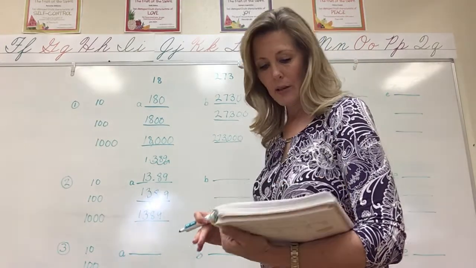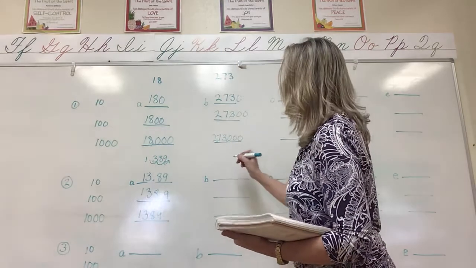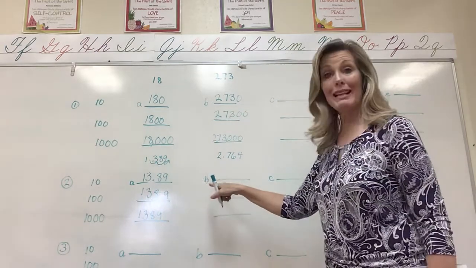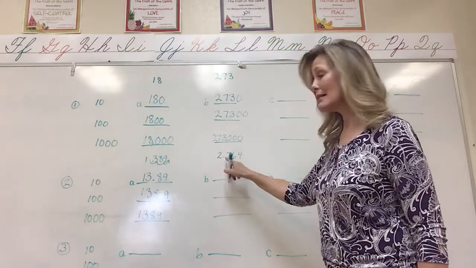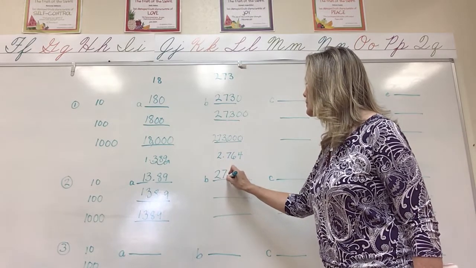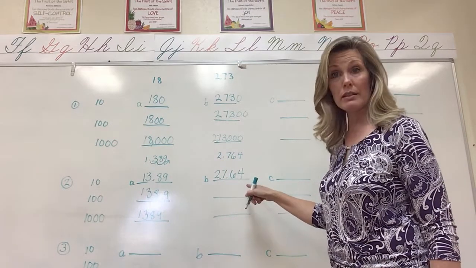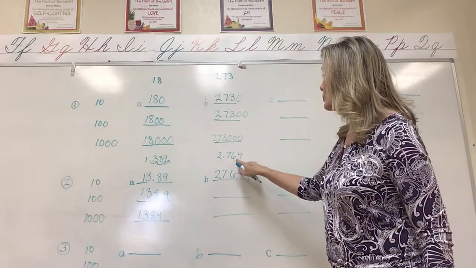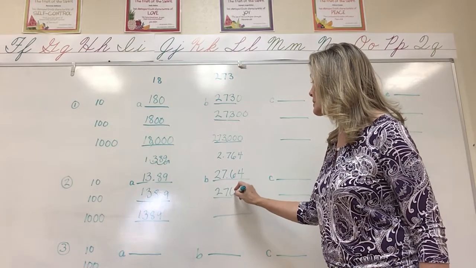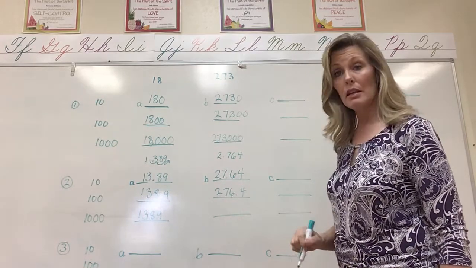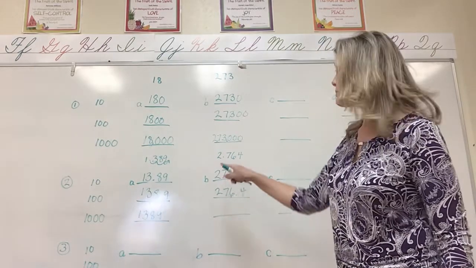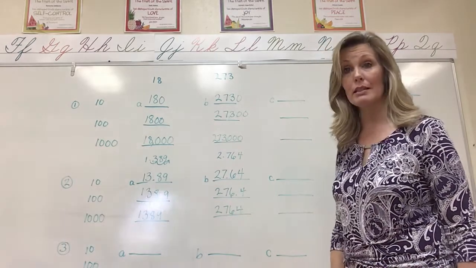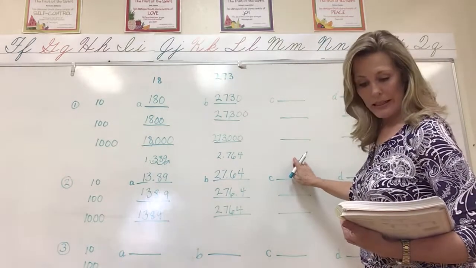All right, let's look at letter B, 2.764. Multiplying by 10, I'm going to move it 1 place. 27 and 64 hundredths. Multiplying by 100, I'm going to move it 2 places. 1, 2, so that's 276 and 4 tenths. Multiplying by 1,000, I'm moving it 3 places. So that's 2,764.